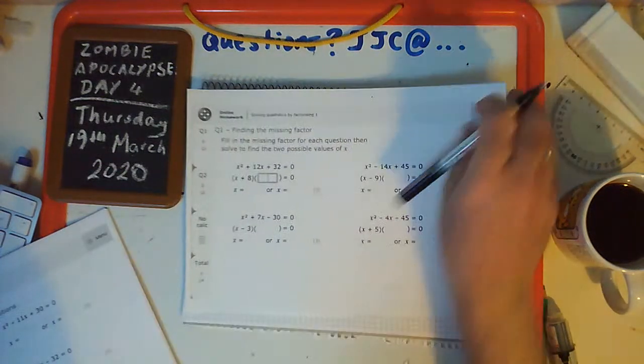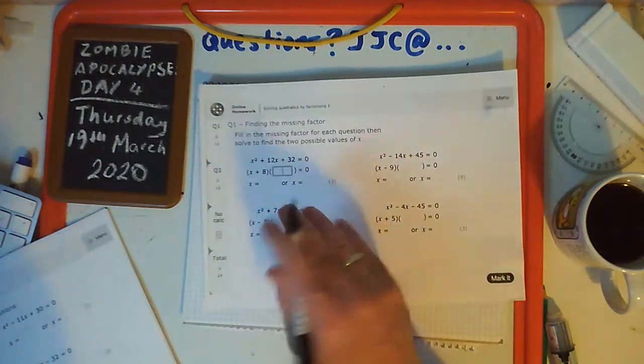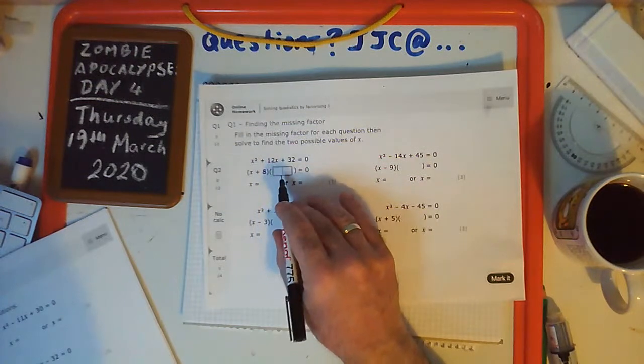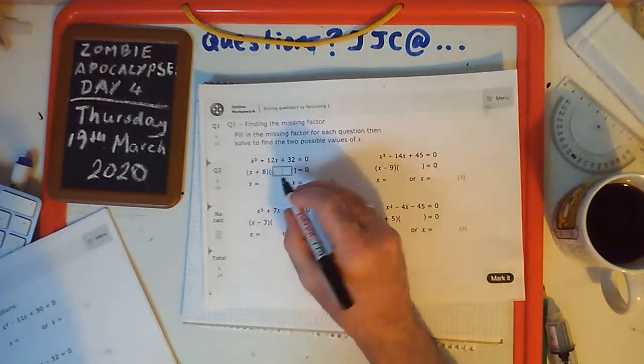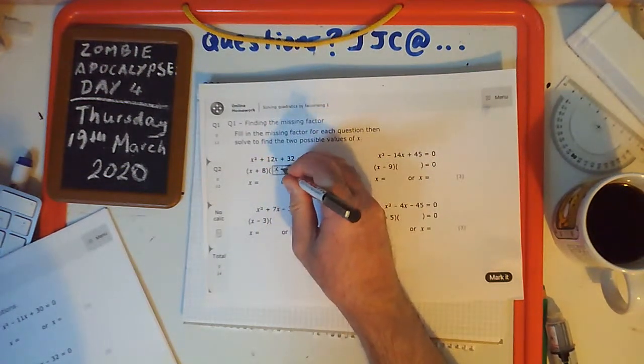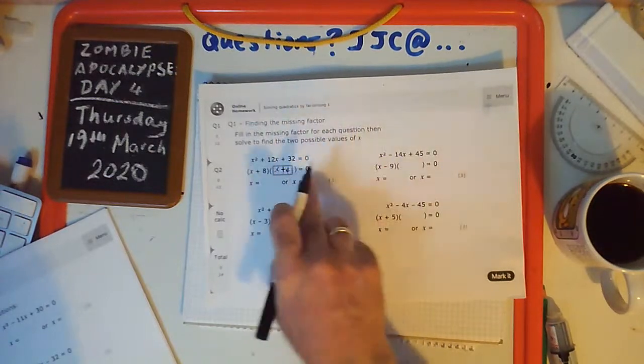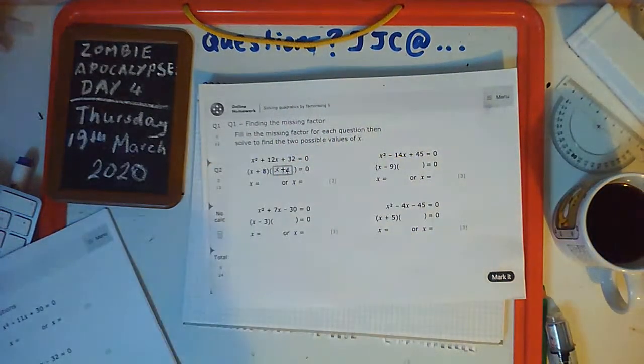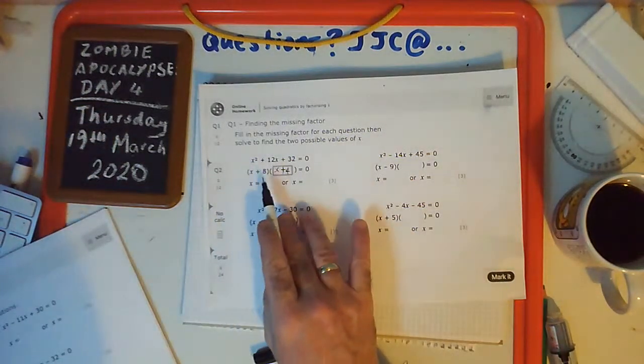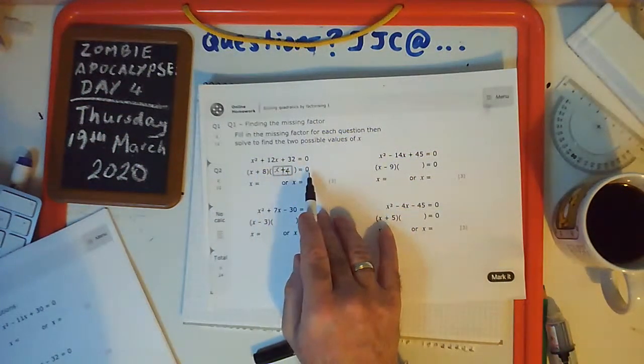Okay, so the first one on the iMaths was the one I just did. So it factorizes into x plus 4 times x plus 8, or x plus 8 times x plus 4. Doesn't matter which way around. And we've got an equation that has that equal to 0.